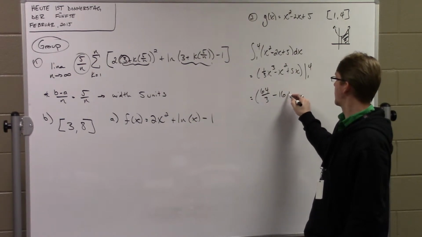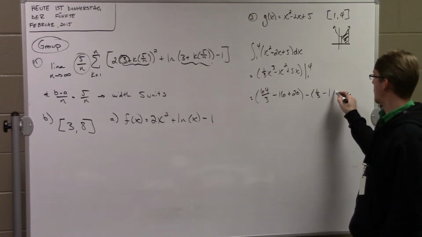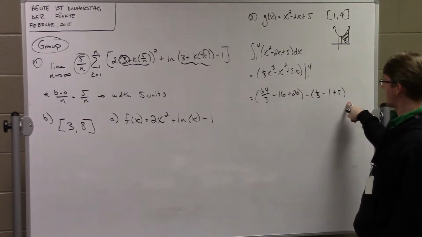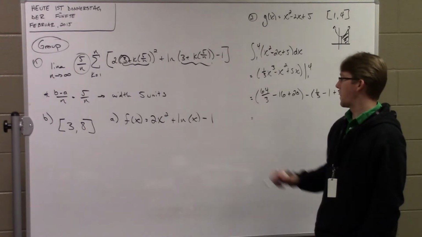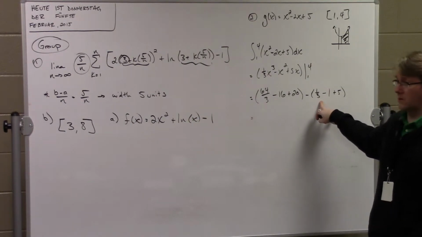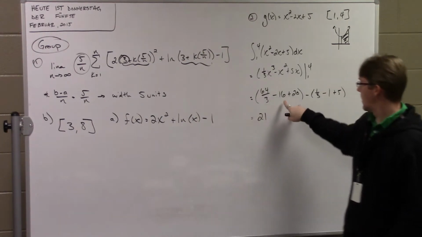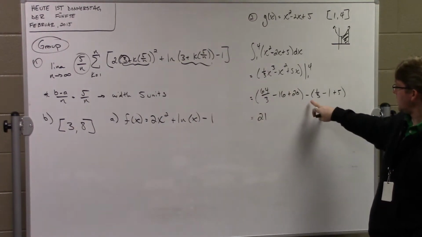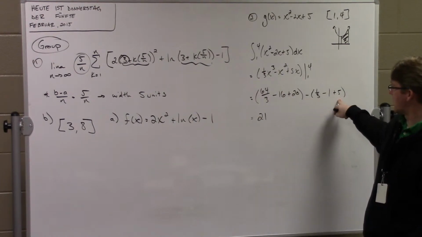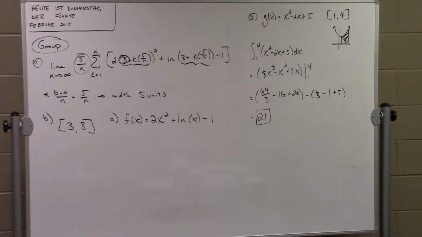That's going to give us 64/3 minus 16 plus 20, minus 1/3 minus 1 plus 5. Okay, plugged in the 4, plugged in the 1, subtracting the difference. There are lots of ways to do the arithmetic. This is kind of how I think about it. 64/3 minus 1/3 is going to give you 63/3, or 21. That's positive 4, and that's also positive 4, but you'll be subtracting, so 4 minus 4 gives you 0. So your grand total answer is just 21. Pretty straightforward on that one.